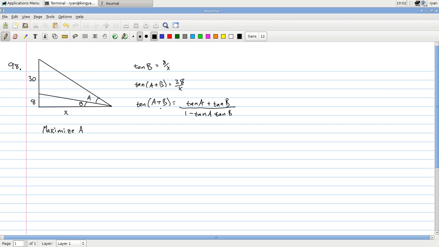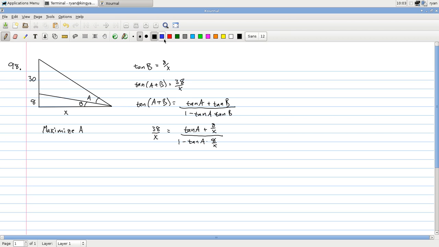Now tangent of A plus B we have from above is 38 over x. On the right-hand side of the equation, tangent A is unknown, that's what we'll be solving for. Tangent B we have is 8 over x. In the denominator we can make the same substitution, so this is tangent A times 8 over x.